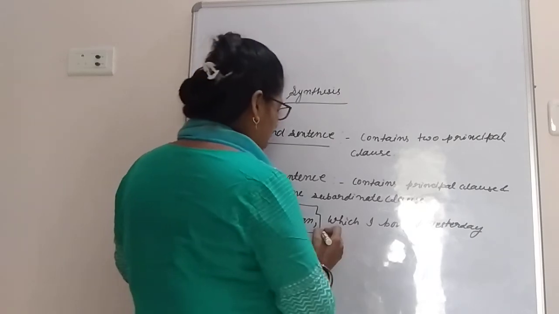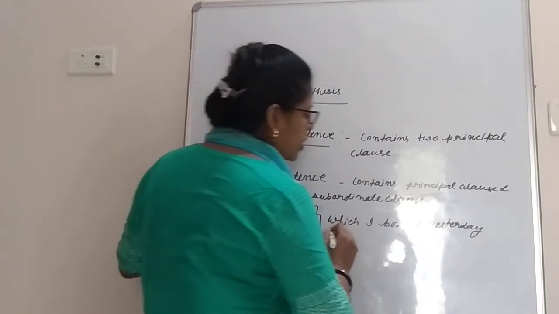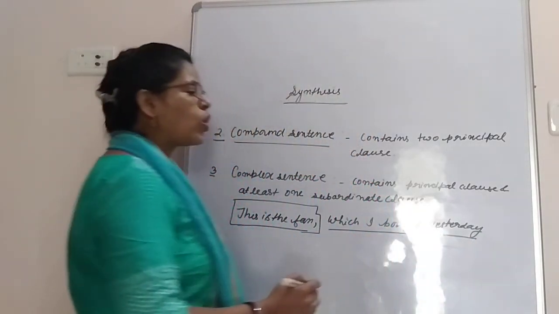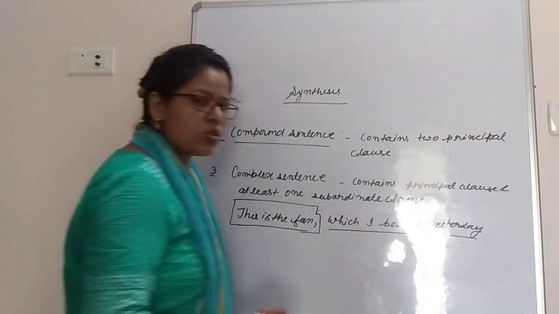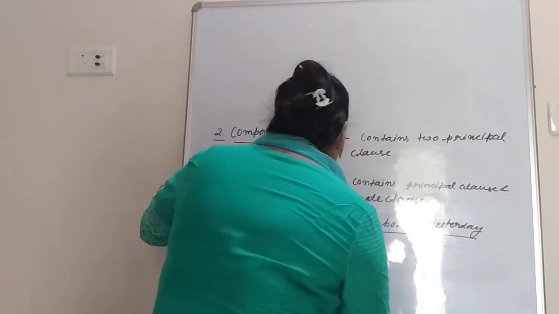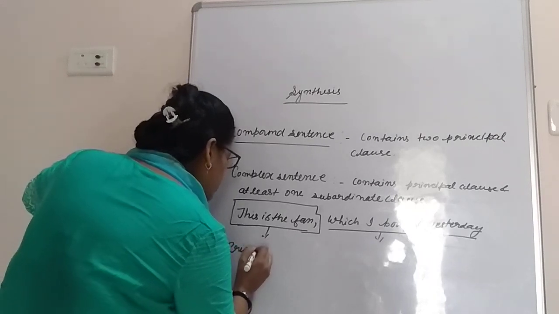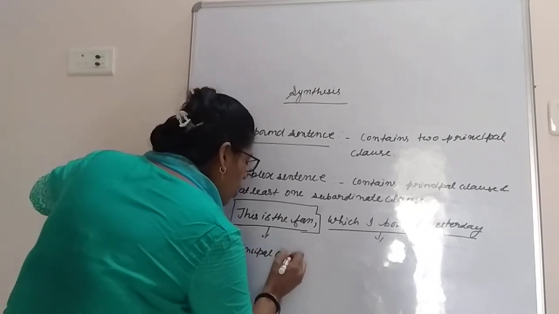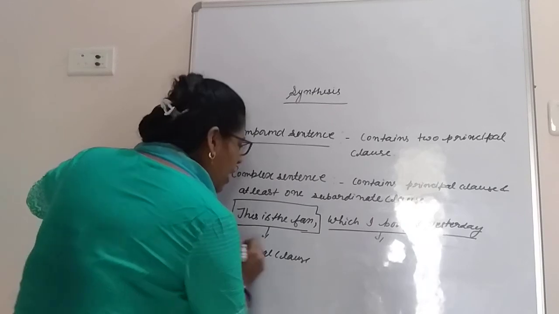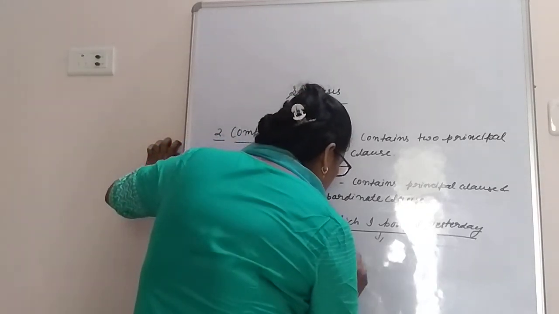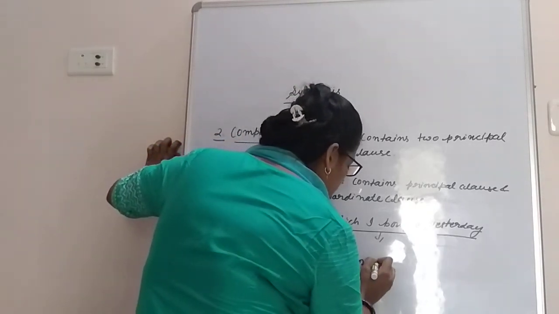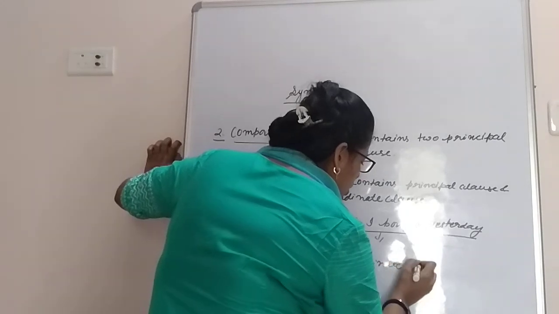And the remaining part after the comma is what? Which I bought yesterday. This is what? Subordinate clause, which is also known as what? Dependent clause. This one is an example of what? Principal clause. And the remaining part is what? Subordinate clause.